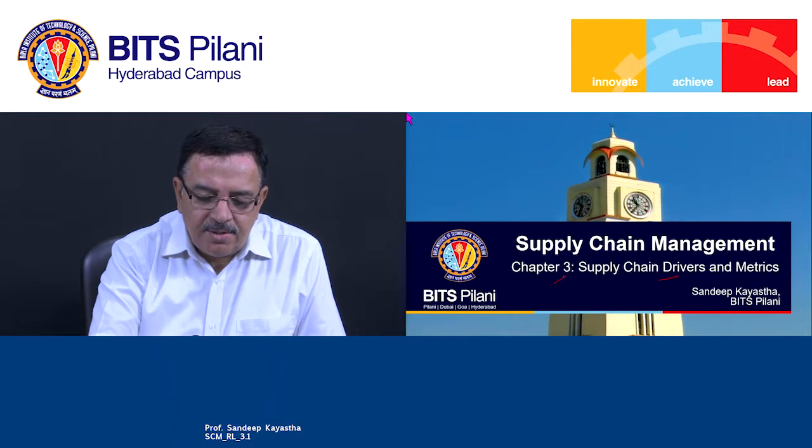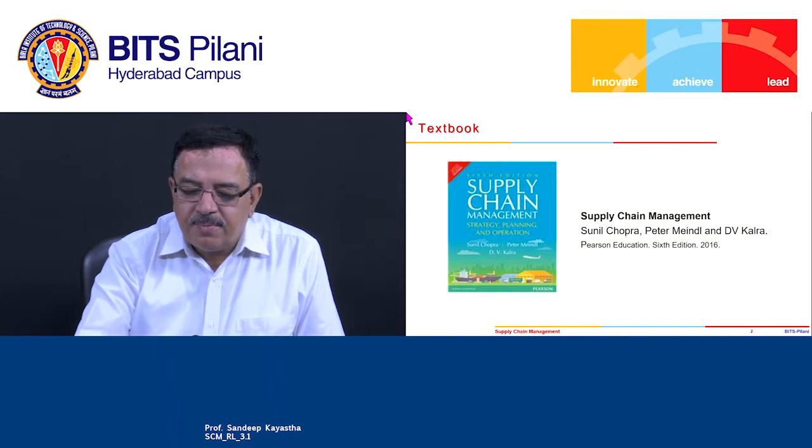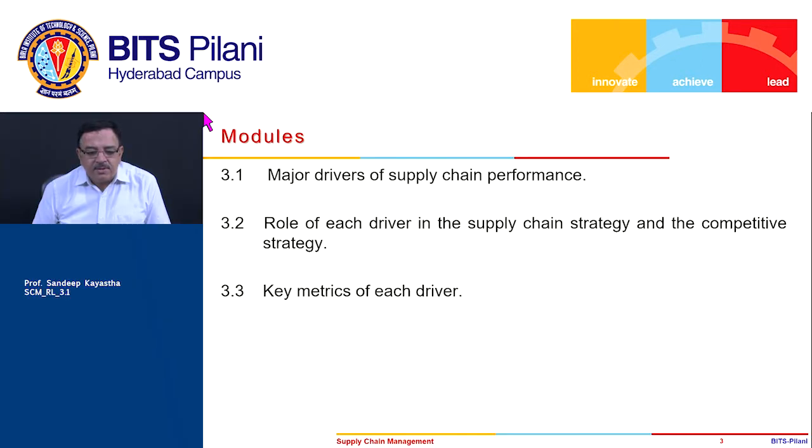This is chapter 3 of the textbook Supply Chain Management by Sunil Chopra, Peter Meindl and D.V. Kalra. This chapter has 3 modules. The first module deals with major drivers of supply chain performance. The second module deals with the role of each driver in the supply chain strategy and the competitive strategy. And the third module deals with key metrics of each supply chain driver.